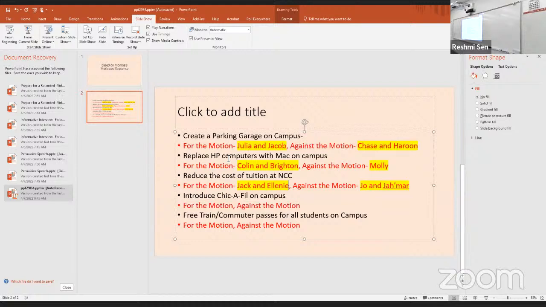Okay, I want you to hold on to your thought. I would like you to talk to the ruling party and restate their argument first, and then I'll tell you what we need to do. What did they say? How do you restate their argument? They state that we should reduce the cost of tuition at NCC.